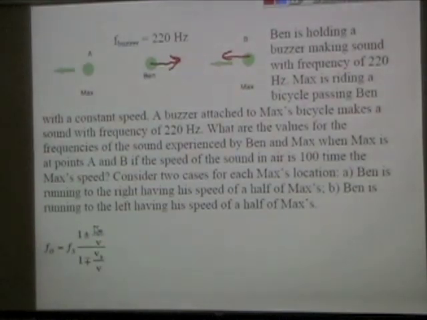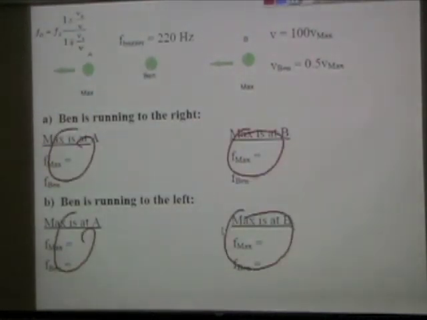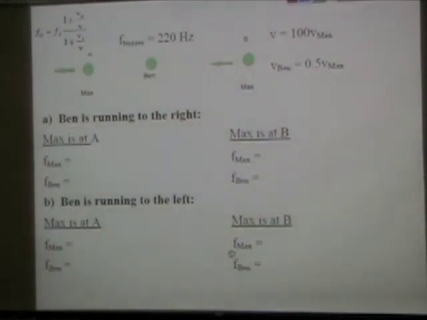So who is an observer? It could be Ben or Max. You have to choose or you have to read. Here, there are all possibilities involved. Frequency experienced by Max, frequency experienced by Ben. When Max is at point B or when Max is at point A. So many combinations. If you know how to do one, you know everything. So let's quickly do one.